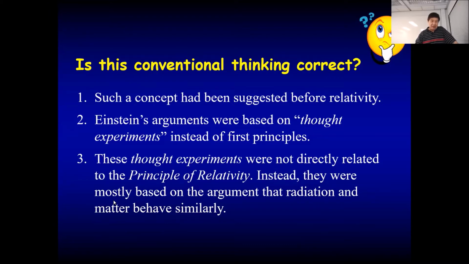First, the concept of mass-energy equivalence had been suggested before relativity. Second, Einstein's arguments on E equals mc squared were based on thought experiments instead of first principles. And third, these thought experiments were not directly related to the principle of relativity. Instead, they were mostly based on the argument that radiation and matter behave similarly.